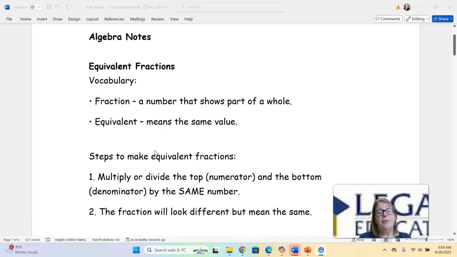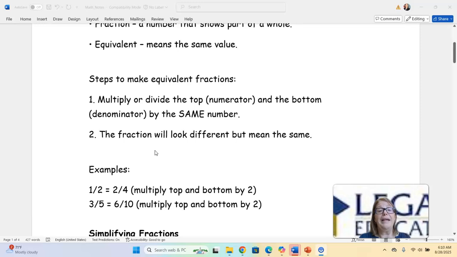So the vocabulary that we want to start off with is when we talk about equivalent fractions. So essentially we have to know what the fraction is. I mean, most of us kind of know what a fraction is, but what's the actual definition? It's a number that shows part of a whole. So it's part of the value, not the whole thing. An equivalent would mean the same exact value. So when we're dealing with equivalent fractions, we're talking about fractions that have the same value. They show the same part of the whole, but they might not look the same.